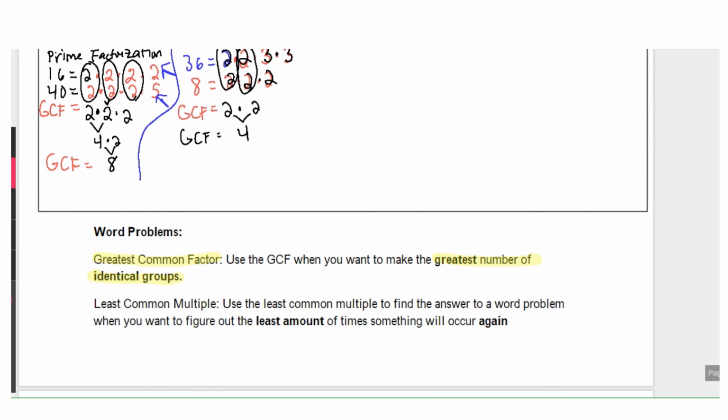And when do you want to use the least common multiple? When you want the least amount of times an event will occur again. So you want the least occurrence again. So you could think of it like that. So you want to know these. When do you use the greatest common factor in word problems? And when do you use the least common multiple in word problems? And then we're going to get into that in class.